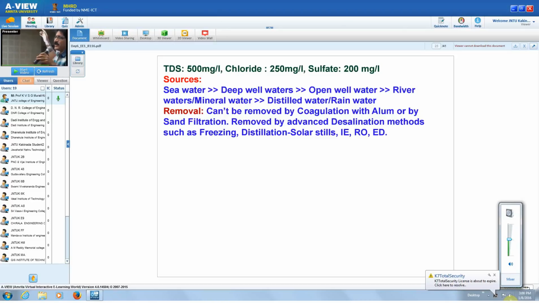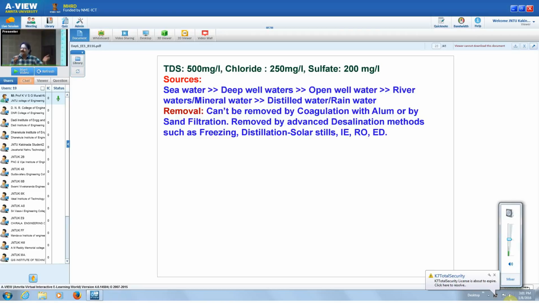Suppose you write it without having understood. Many people remember without understanding. So he will simply write chloride 2000. There you will lose a lot. Don't do such silly things. All competitive examination questions are asked like this only. Your science should always be driven by common sense. So for chloride it is 250 mg per liter.